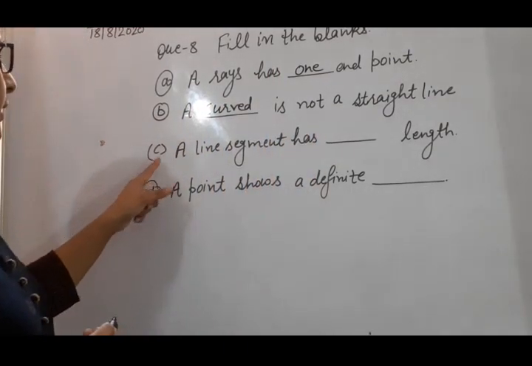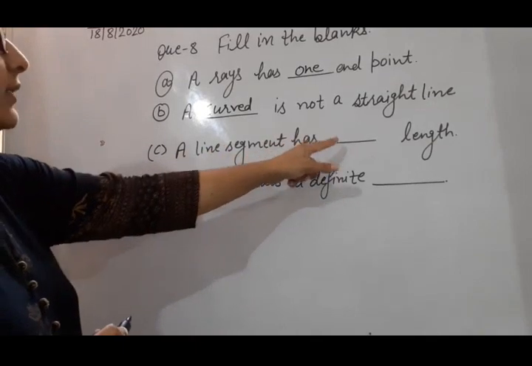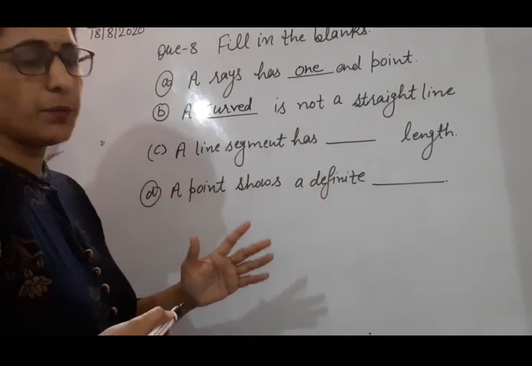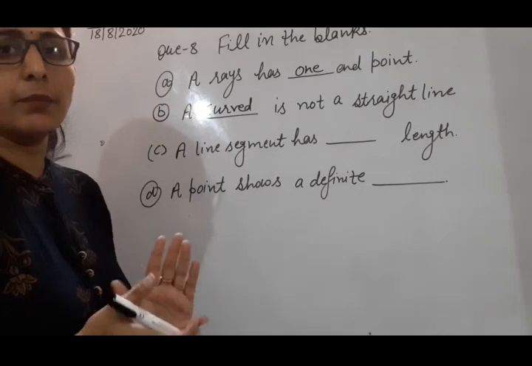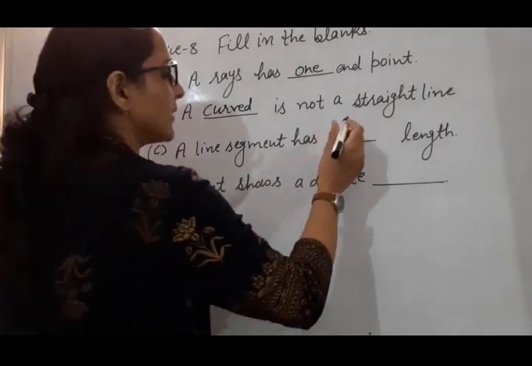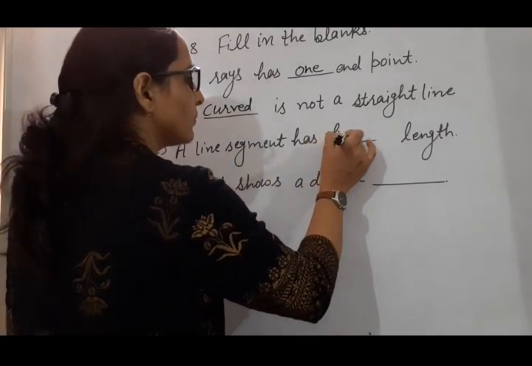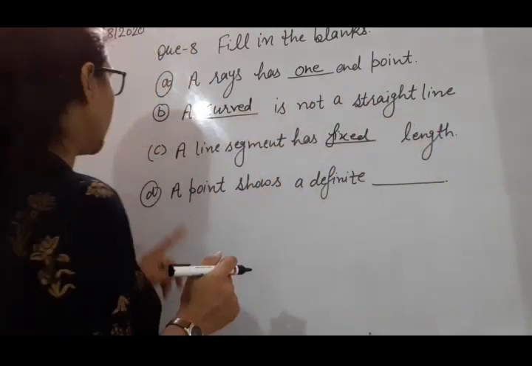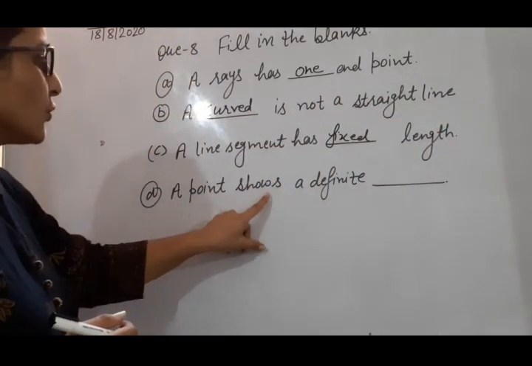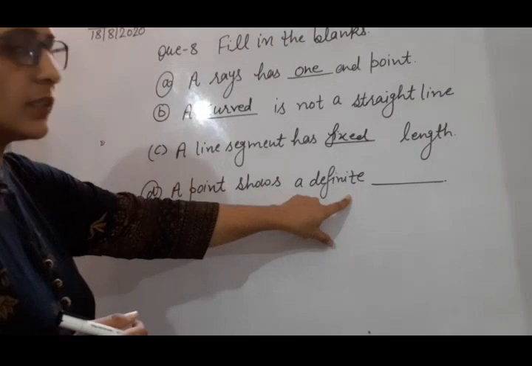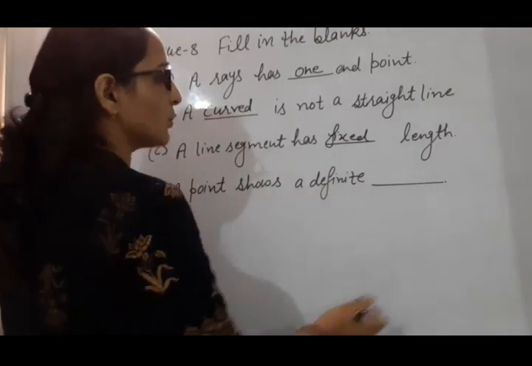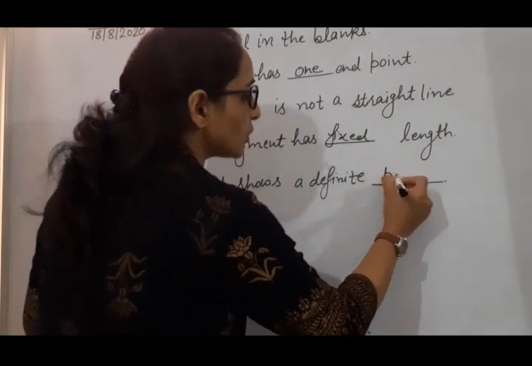Part C: a line segment has dash length. A line segment has a fixed length. We can measure it. So it has a fixed length. Part D: a point shows a definite position. A point shows a definite position.